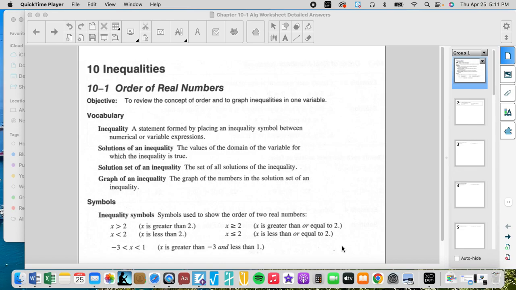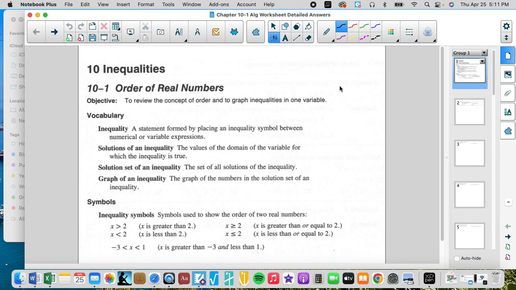Inequalities, order of real numbers. So we're going to build out inequalities. Inequalities are symbols like less than or equal to, greater than or equal to. So we have less than or equal to, and then we have greater than and greater than or equal to.